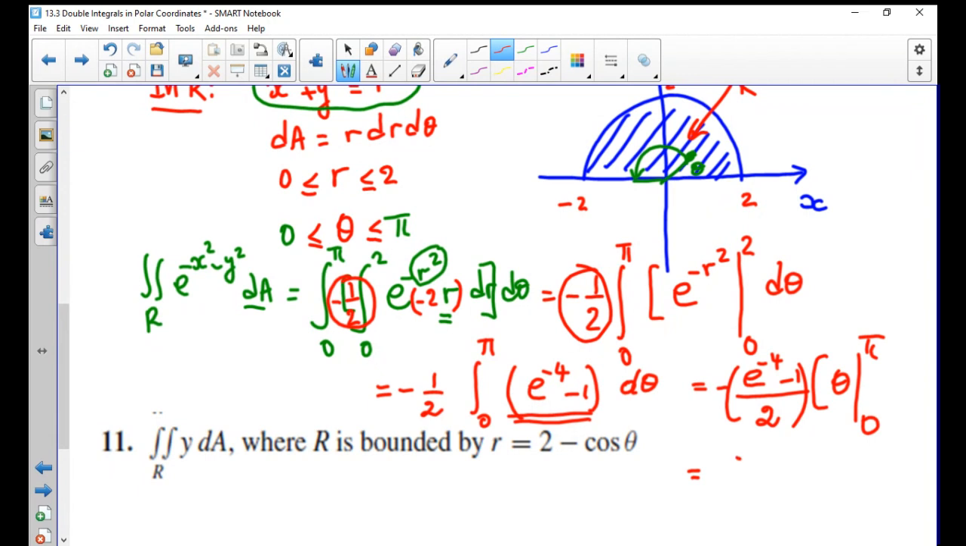And in the end, we are getting, yeah, this minus will give you, I'll write it like this. You will see that it's going to be 1 minus e to the minus 4 over 2 multiplied by pi, and that is the final answer of this integral. Okay?